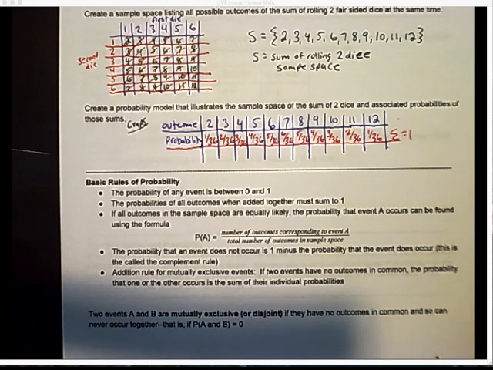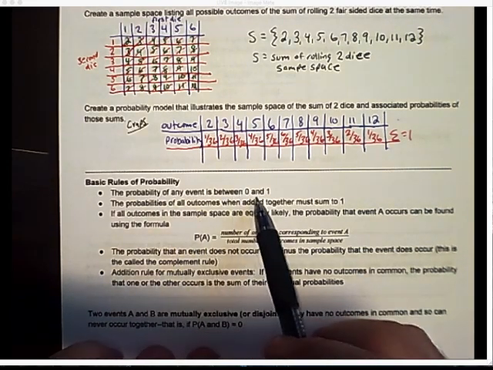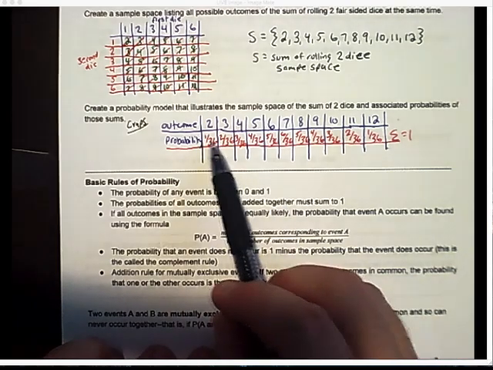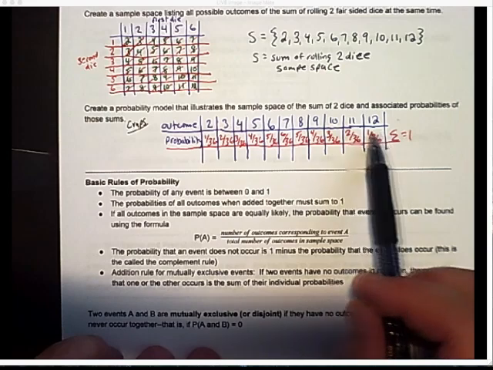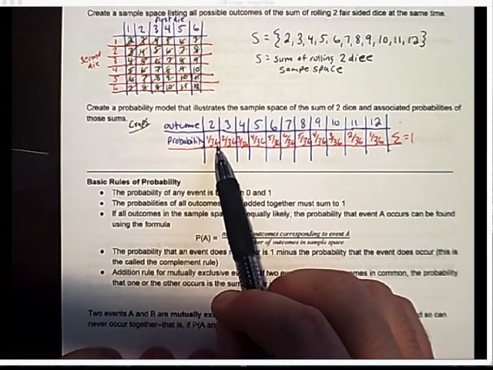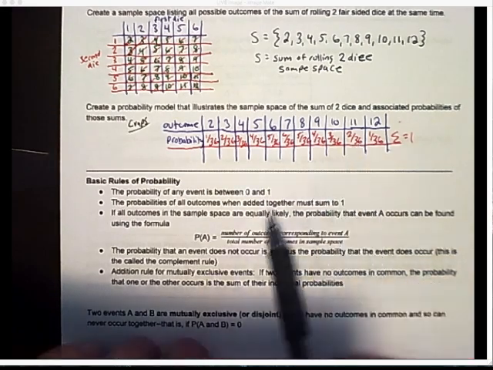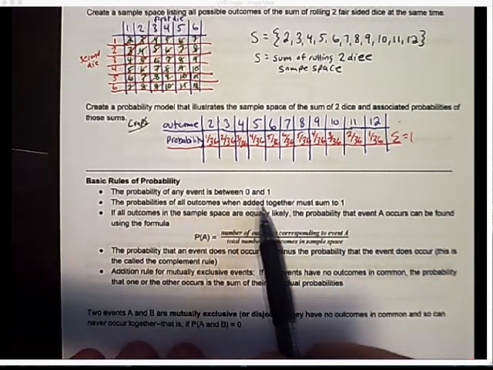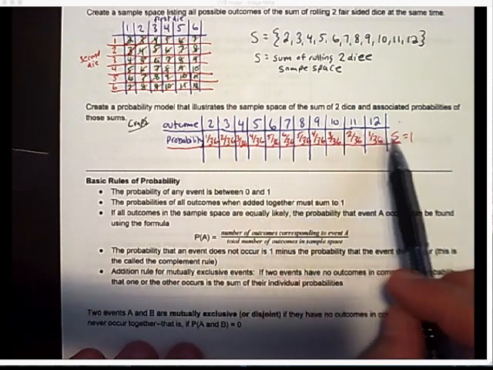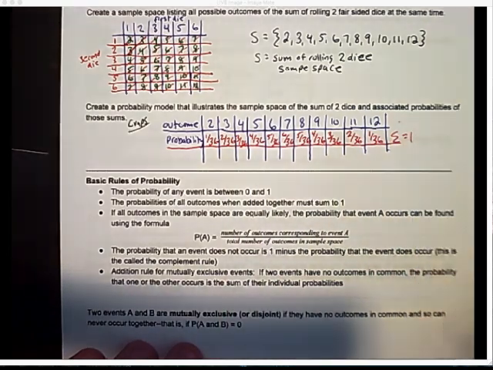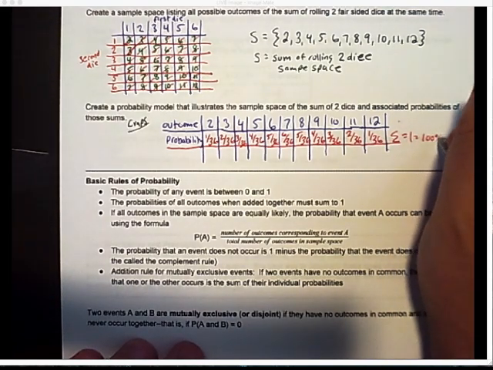The basic rules of probability. It says the probability of any event is between 0 and 1. So look at all of these outcomes or events. If you notice, all of these fractions are never smaller than 0, and they're never more than 1. Okay? The probabilities of all outcomes when added together must sum to 1. If I added all of these fractions together, it has to equal 1. Or if you did it as percents, it would have to equal 100%.